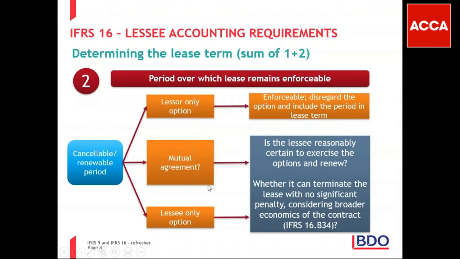The other two scenarios are where the option to renew or extend lies only with the lessee, or it lies with both parties where they have to mutually agree on whether to renew or terminate. In such a case, the lessee has to assess whether it is reasonably certain to exercise its option and renew the agreement. Now, IFRS 16 provides further guidance that the lessee basically has to assess whether it can terminate the lease contract without incurring significant penalty. The standard does not define what exactly constitutes a penalty to be significant, but it does emphasize that the lessee has to assess the broader economics of the contract, which go beyond the contractual penalties at the time of termination.